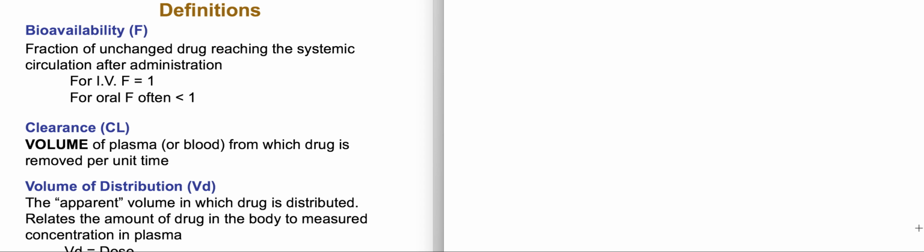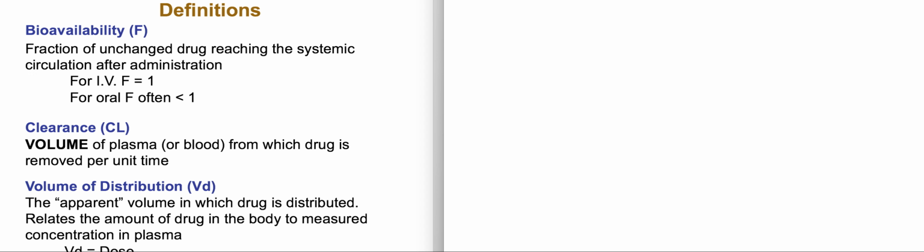Right, so clearance can happen through sweat, breath, urine, various different routes, and we'll go into considerable detail as we move along in this lecture. Now, volume of distribution is the apparent volume in which drug is distributed. So it relates the amount of drug.